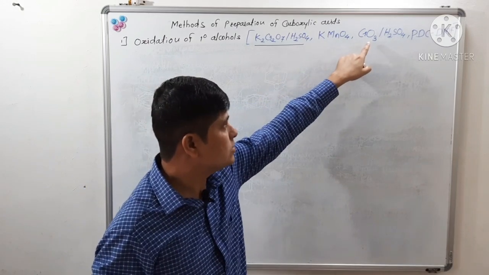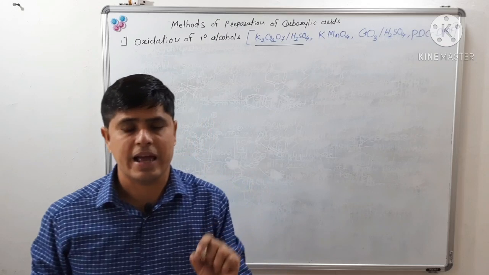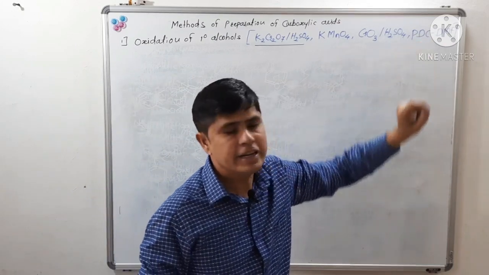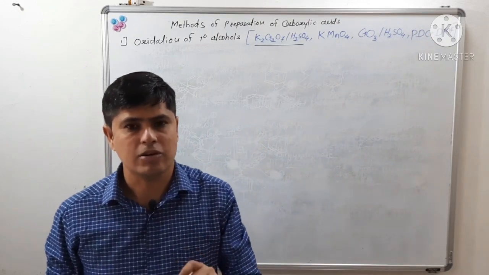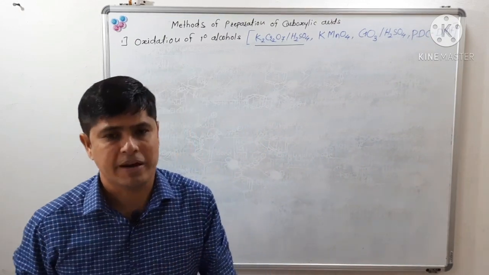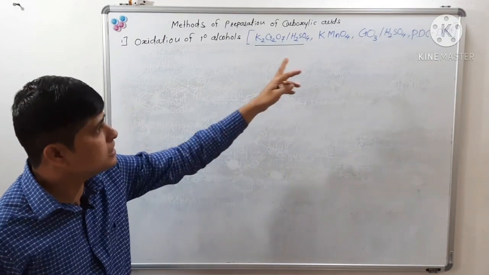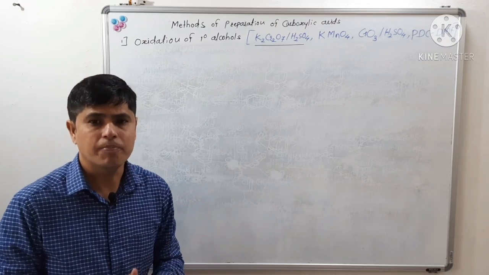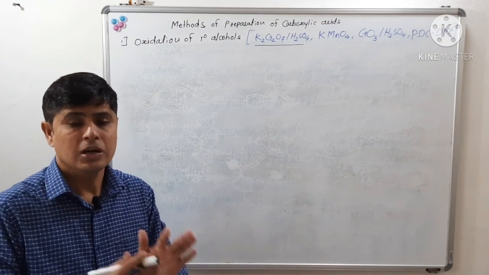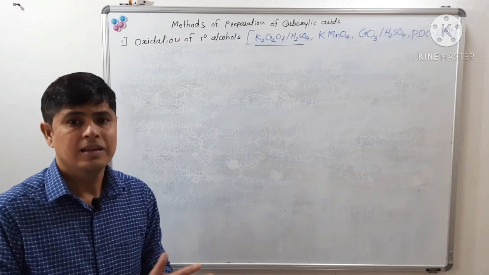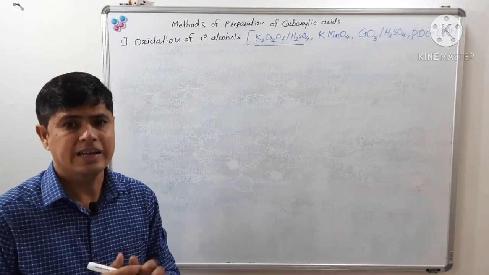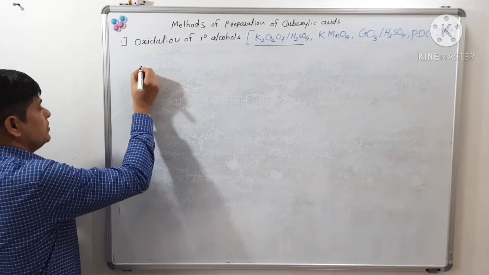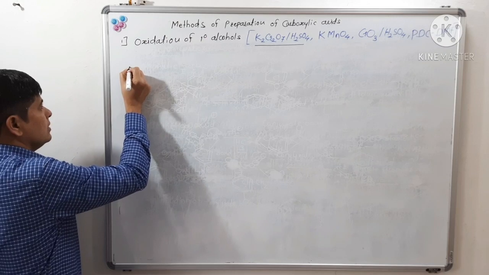The next oxidizing reagent is Jones reagent, that is chromium trioxide in H2SO4. And the next oxidizing reagent is pyridinium dichromate in dimethyl formamide, that is DMF. So by using this variety of oxidizing reagents, we can carry out oxidation of primary alcohol into carboxylic acid via an aldehyde intermediate. Let us see an example.